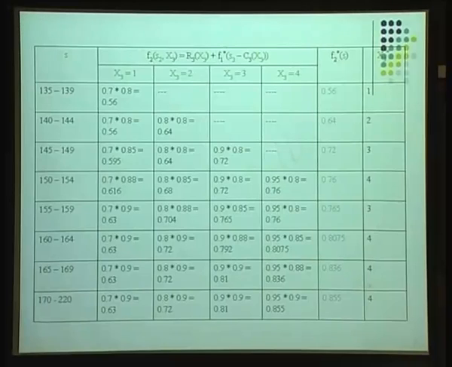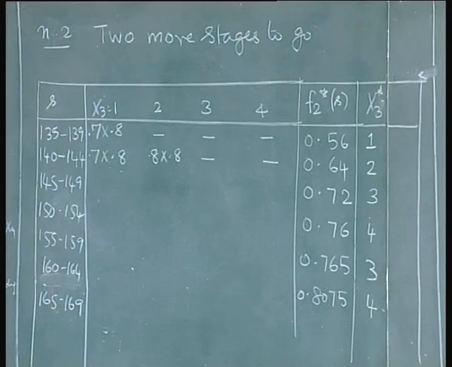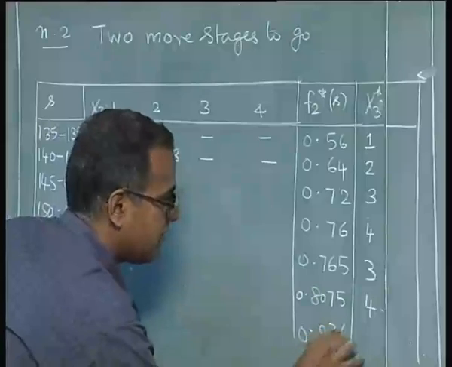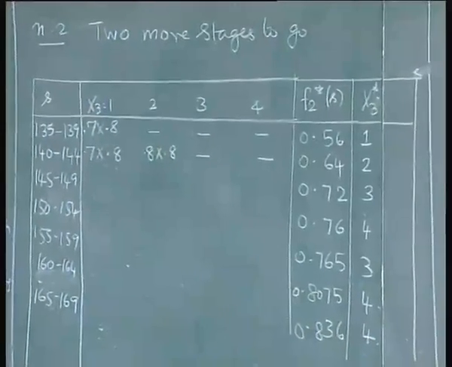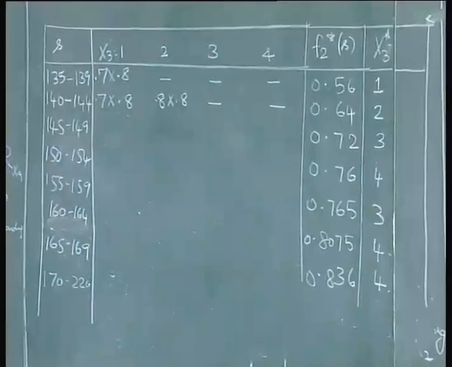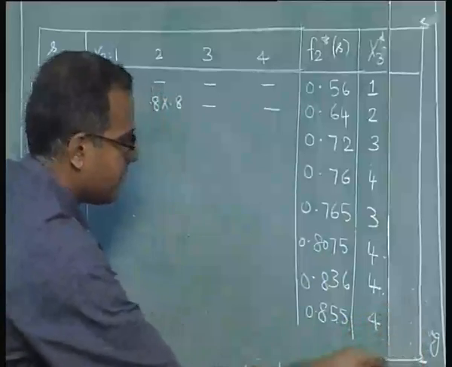Similarly, when I am at 165 to 169, I again have all 4 possibilities, and the best value would be 0.836 with x3 star equal to 4, and from 170 to 220, I realize that it is 0.855, x3 star equal to 4.